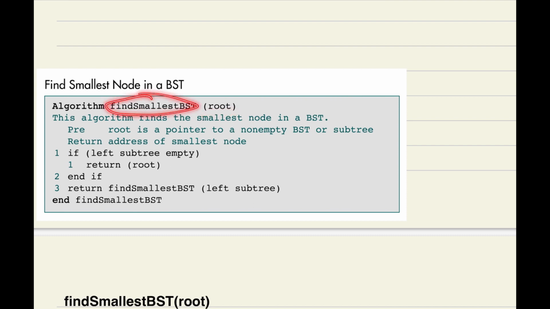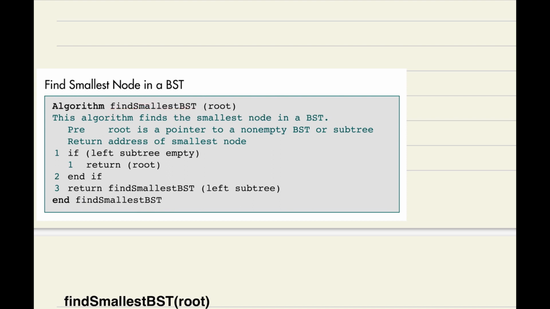This algorithm takes the parameter root, and the precondition is that root is a pointer to a non-empty BST or subtree, or you can consider root a reference to a non-empty BST or subtree, and it returns the address of the smallest node. In the first step we are checking if the left subtree is empty, then return root, otherwise return find smallest BST in the left subtree. So recursively we are using this find smallest BST algorithm.